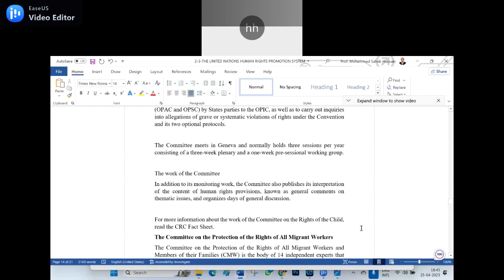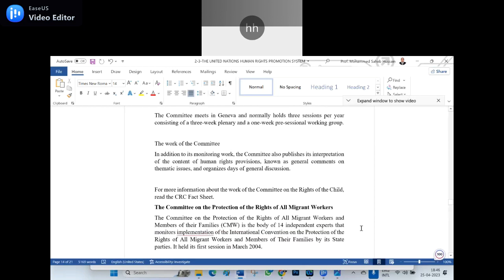The committee meets in Geneva and normally holds 3 sessions per year, because the CRC will not meet in New York. They will meet in Geneva because the CRC comes under the treaty-based bodies. So the working committee will work on the provisions and the general comments. They will send the report and give suggestions to the state.